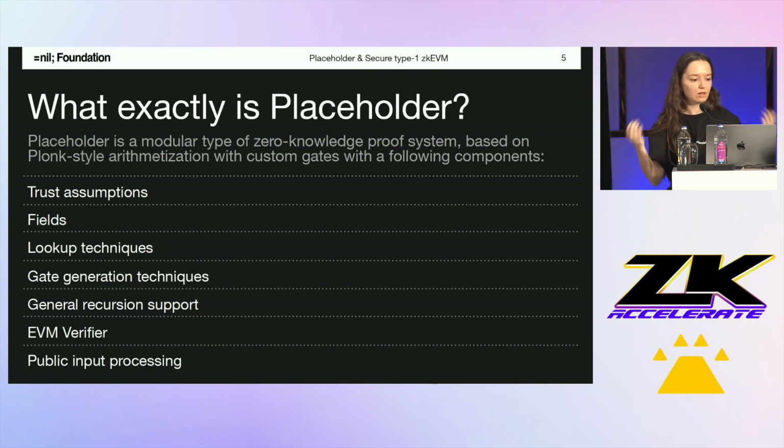So what can we change? We can change the trust assumption. We can change the field, lookup techniques, different approaches to gate generation, and how we build recursion. We have full compatibility with the EVM verifier, and also different approaches for public input. So how will it look? You use our nil toolchain, you just write your desired properties and get a result. And if you want other properties, you can just rebuild it.